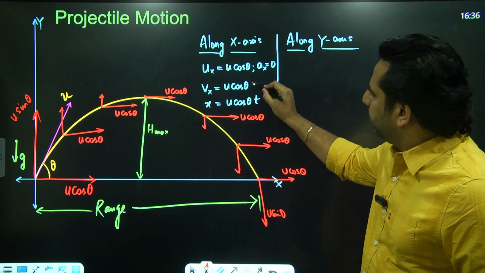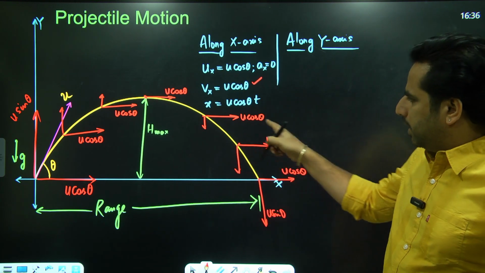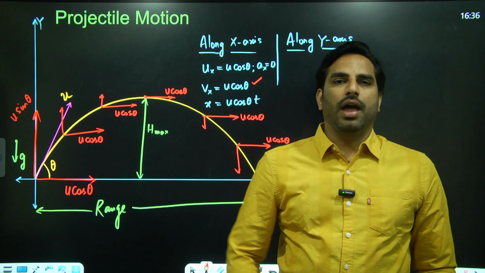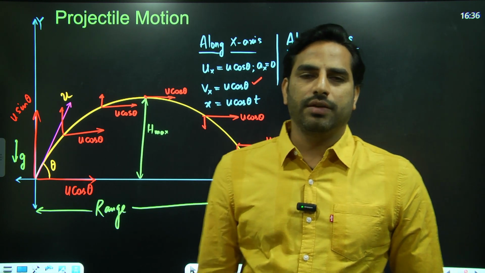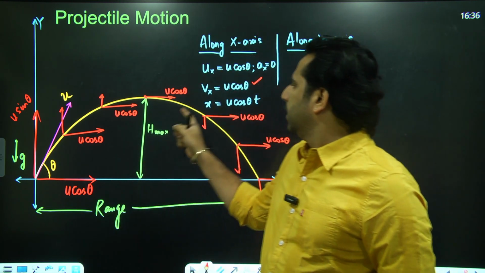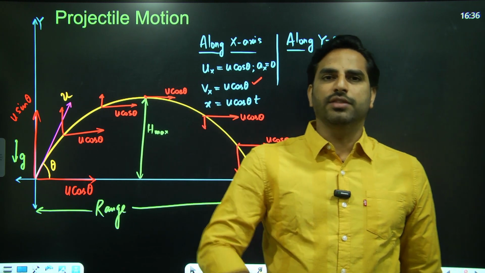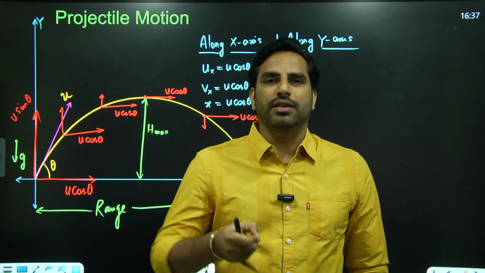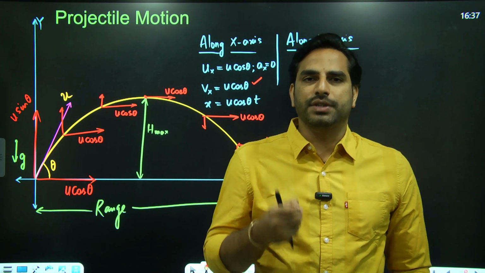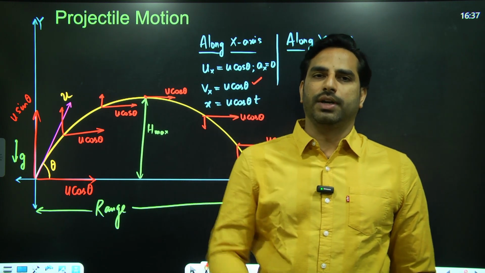So this is the meaning of Vx is equal to u cos theta. Everywhere it is u cos theta. At the maximum height, what is the velocity of the projectile? It is u cos theta. It is not zero. What is zero at the maximum height of a projectile is only the vertical component.